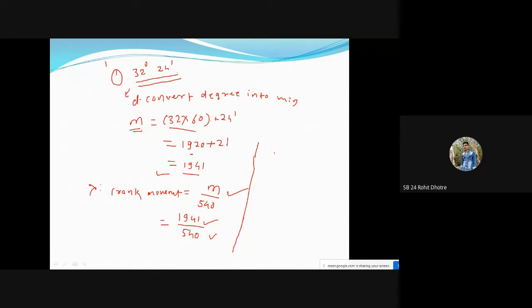Not in point, huh? 3.594. Yes, please repeat. I'm not requiring point. Not requiring point. So, in a simple manner we will solve it here like this.